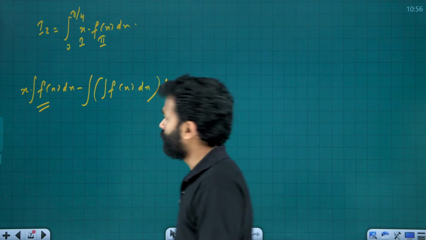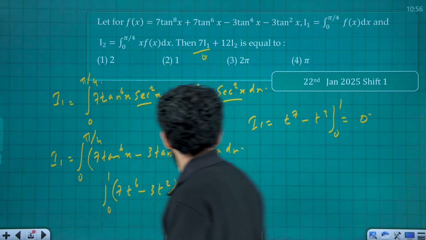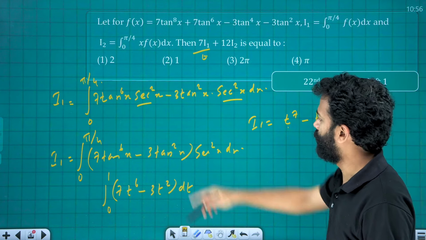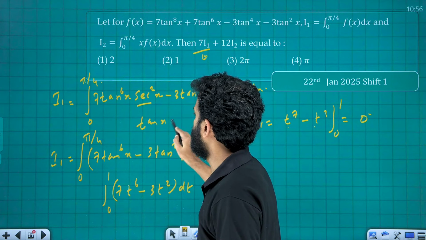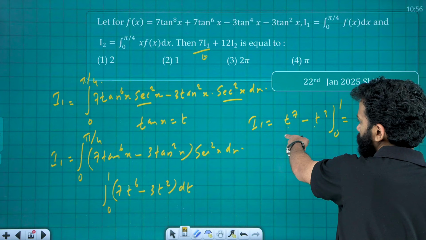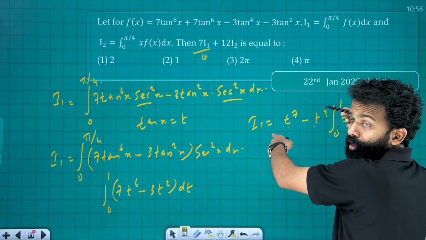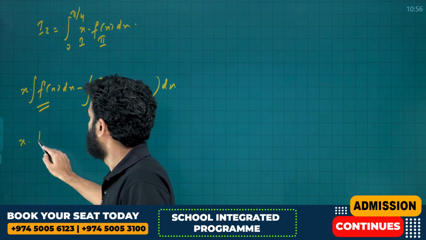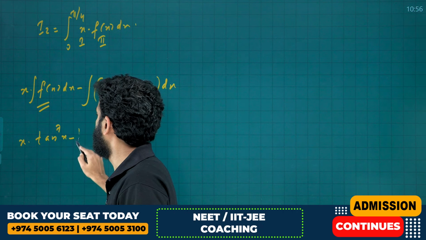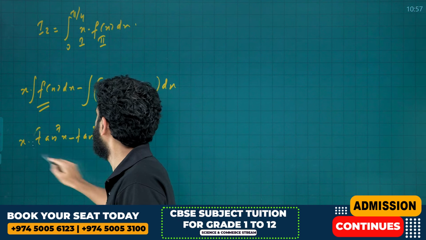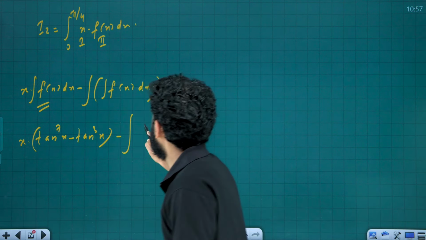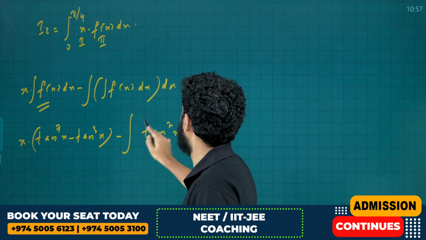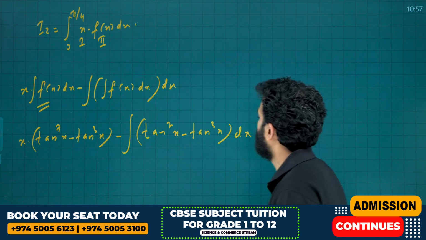What is integral f of x? We have discussed that it is t raised to 7 minus t cube. The value we can substitute later. t raised to 7 is what? tan raised to 7x. We have substituted tan x is equal to t. Therefore, I1 is equal to t raised to 7 minus t cube. The substitution we can do later. Therefore, it will be tan raised to 7x minus tan cube x. Therefore, we can write it like this: x into tan raised to 7x minus tan cube x, minus integral of tan raised to 7x minus tan cube x dx.